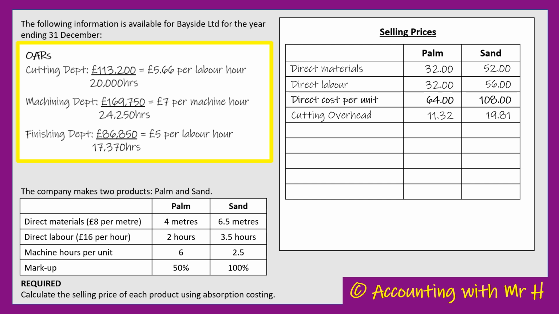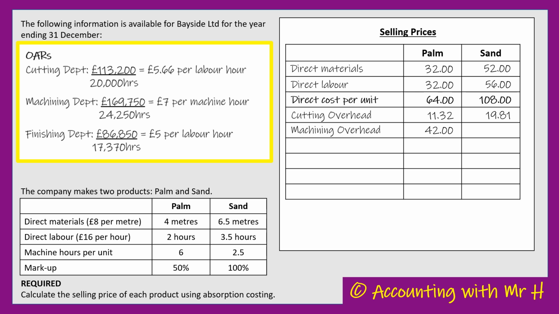So the machining department, this time we worked out is going to be absorbed at a rate of £7 per machine hour. So focus on the machine hours this time. So to make a palm, it takes 6 machine hours, it says in the table at the bottom left. So 6 machine hours to make 1 palm. We're absorbing the machine department's overheads at a rate of £7 per machine hour. So 7 times 6, the palm then needs to take on £42 of the machining overheads.